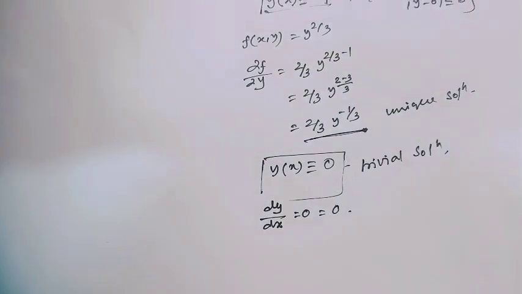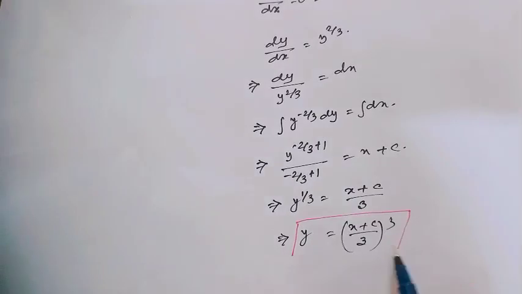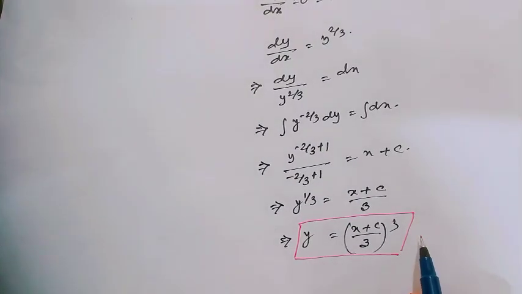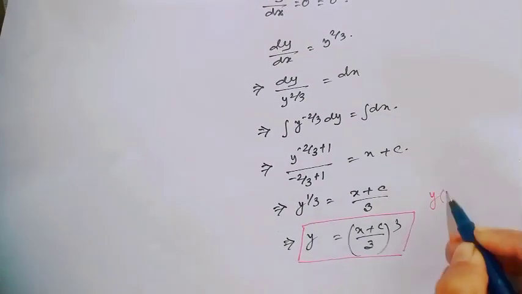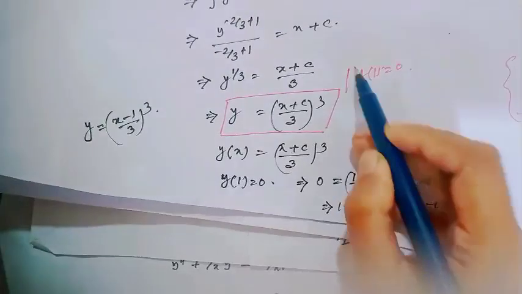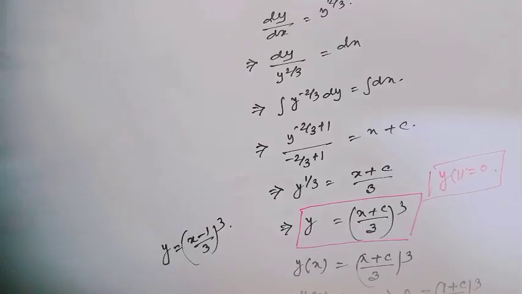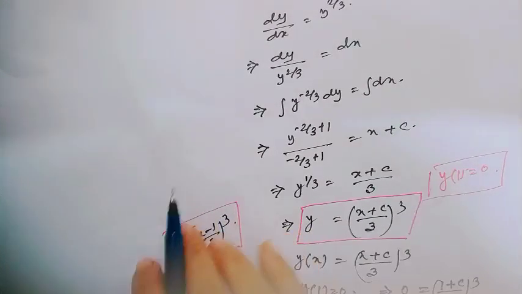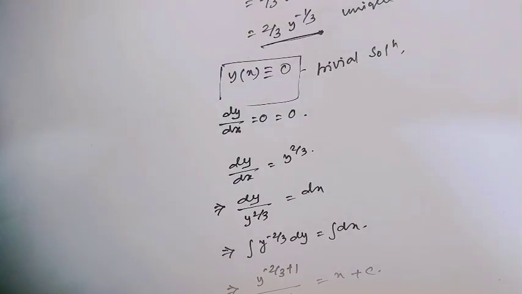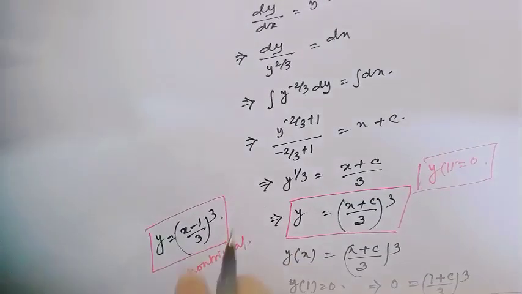The other solution I will get by separation of variables. By separation of variables, the solution would be y equal to ((x + c)/3) to the power 3. Now let's put in the initial condition y(1) equal to 0. After putting the initial condition, I will get c equal to -1. Then the solution would be y equal to ((x - 1)/3) to the power 3. Therefore, there exist one non-trivial solution and one trivial solution.